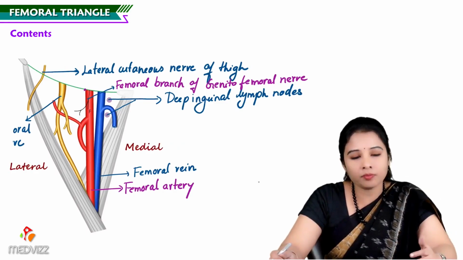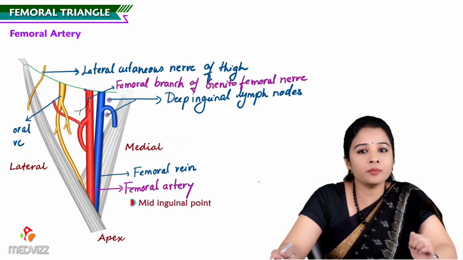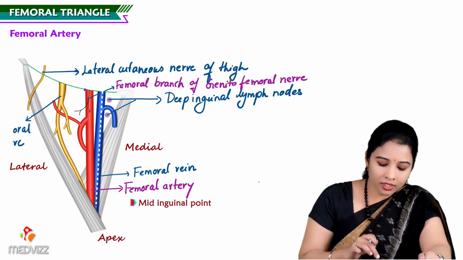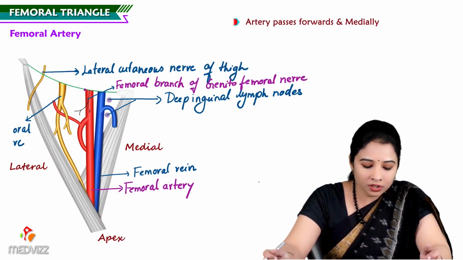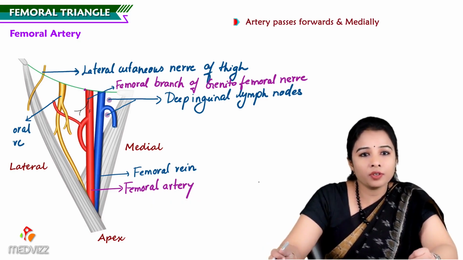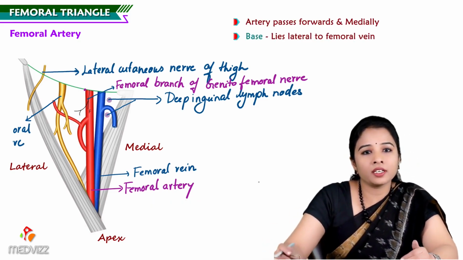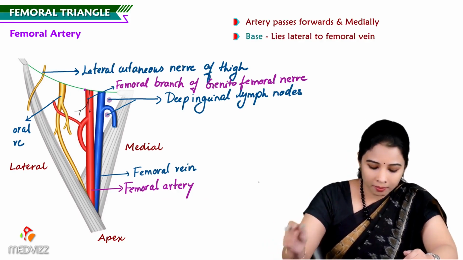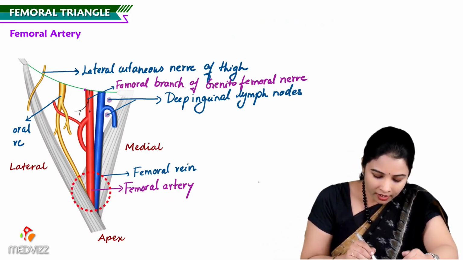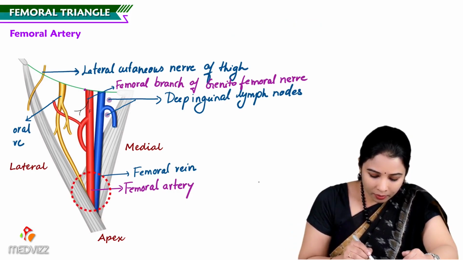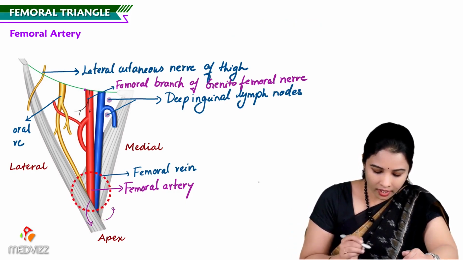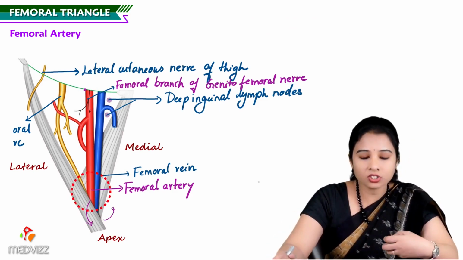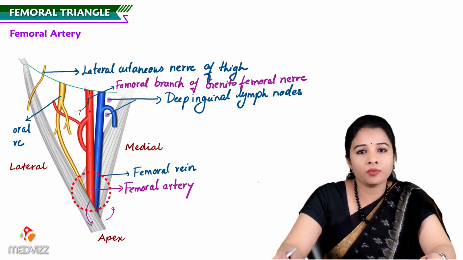You can see the beginning of the femoral artery is the mid-inguinal point, and it vertically runs downwards towards the apex. The artery passes forwards and medially. In the beginning it lies lateral to the femoral vein, but at its apex the artery becomes anterior and the femoral vein goes towards the posterior side. The artery is on the anterior side. So that is the relationship between the femoral artery and femoral vein.